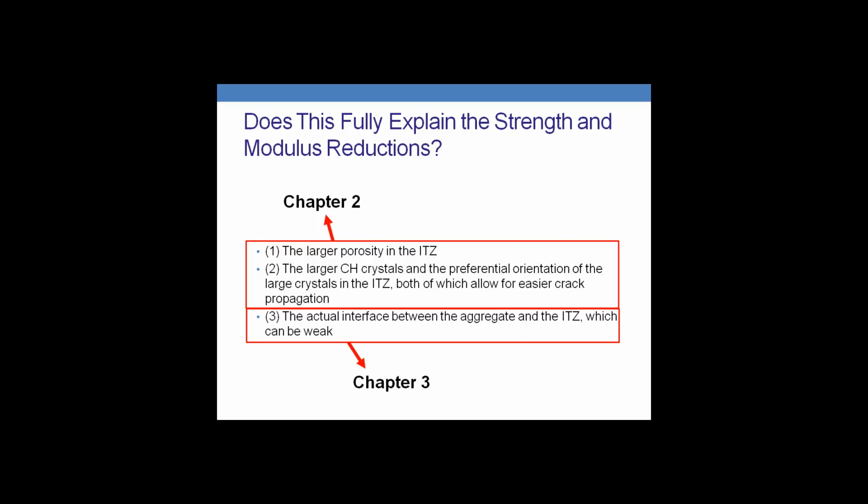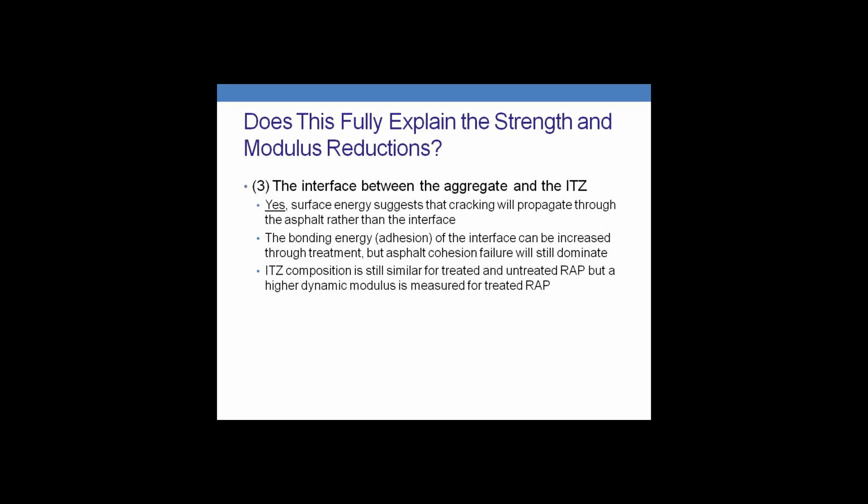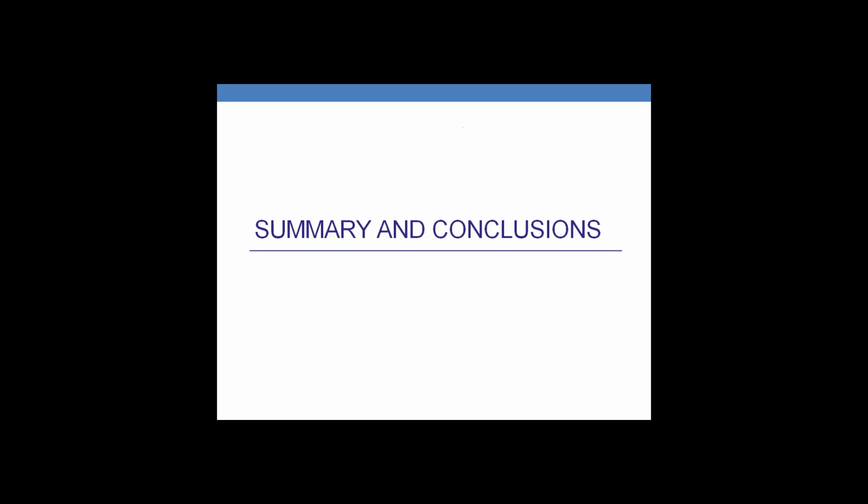So in the end, back to our big three. This one we looked at here was the interface. So what's going on? Is it affecting the strength or modulus? And yeah, absolutely. As cement ages, it's maturing, it's gaining strength, it's hydrating. So great, now your matrix is gaining strength, your ITZ is gaining strength. But who cares? Because the crack is going to go just through the asphalt. Thus, we still have these reductions in strength.